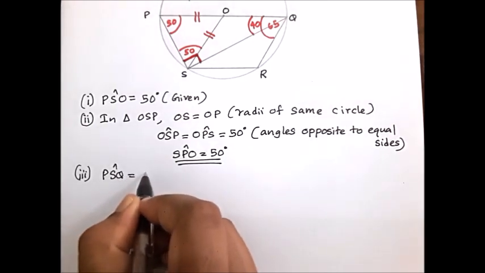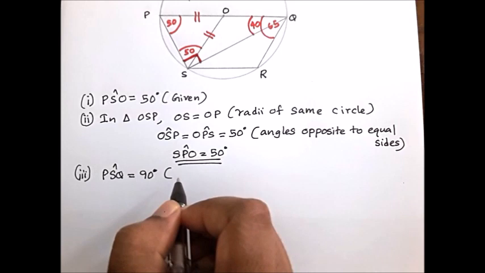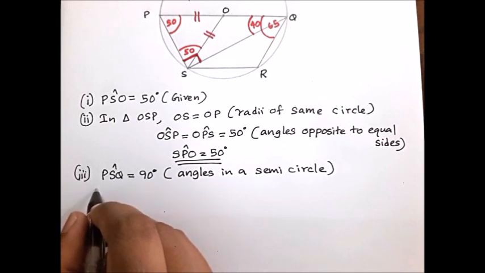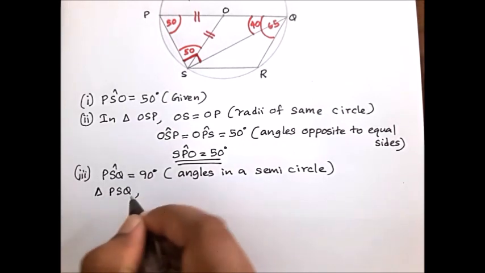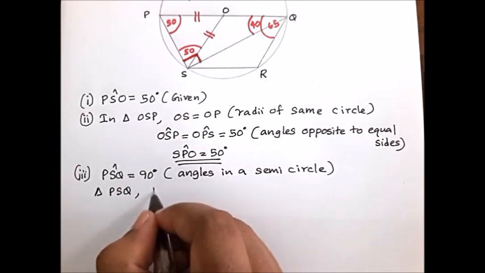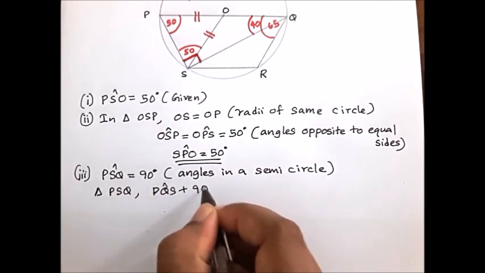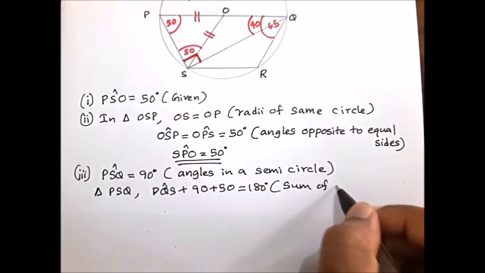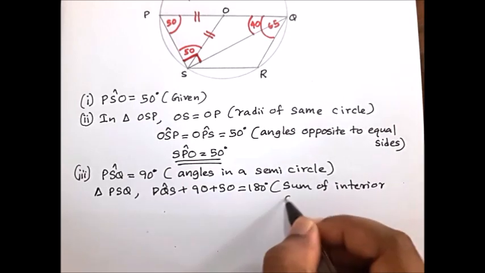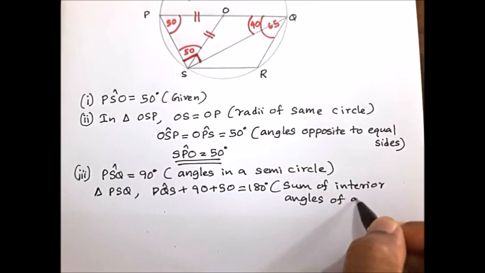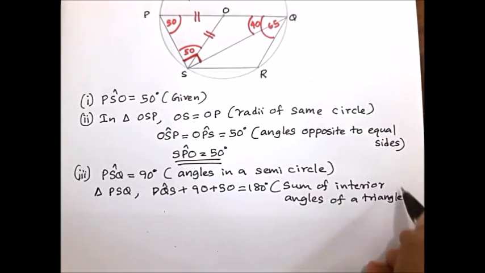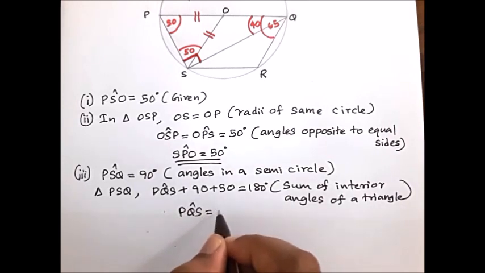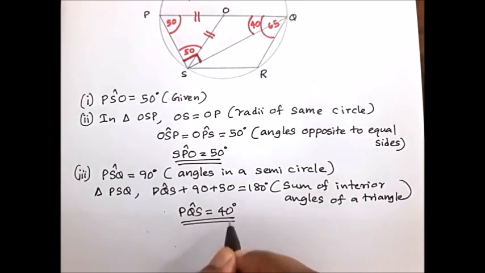PSQ angle equal to 90. Write the reason. Angles in a semicircle. Then take the triangle PSQ. Sum of interior angle of it. PQS plus 90 plus 50, 180. Reason: sum of interior angles of a triangle. Then subtract 90 and 50 from 180. Therefore, PQS equal 40 degrees. This is the answer for third part.